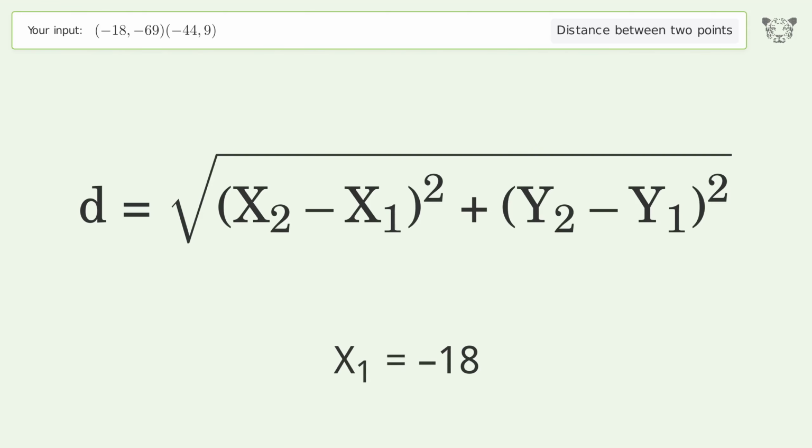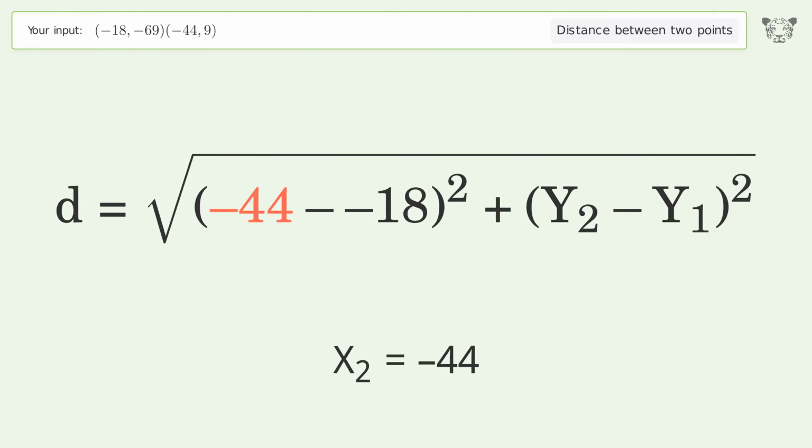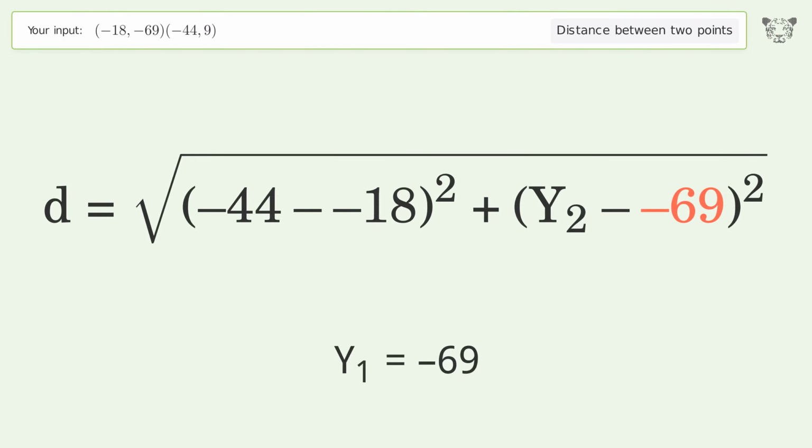x1 equals -18. x2 equals -44. y1 equals -69. y2 equals 9.